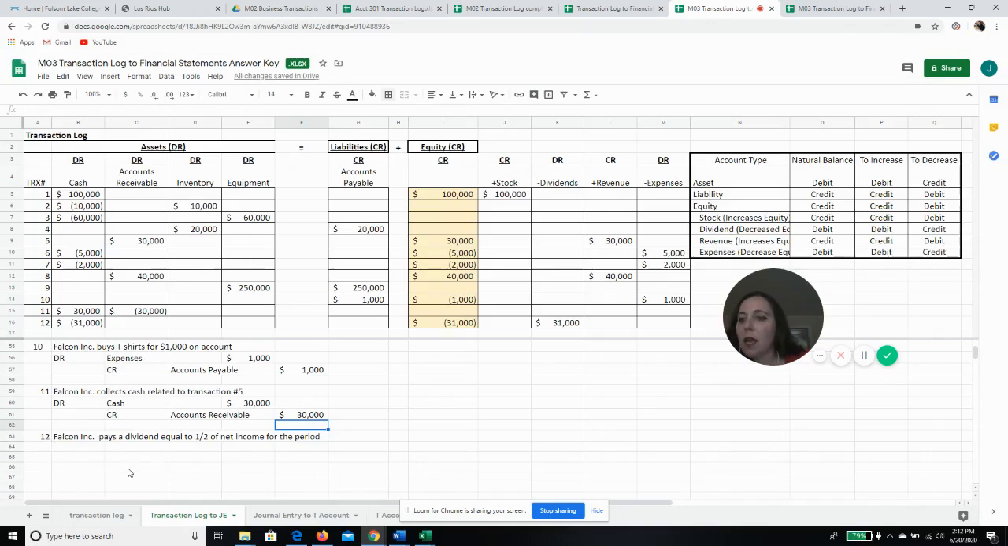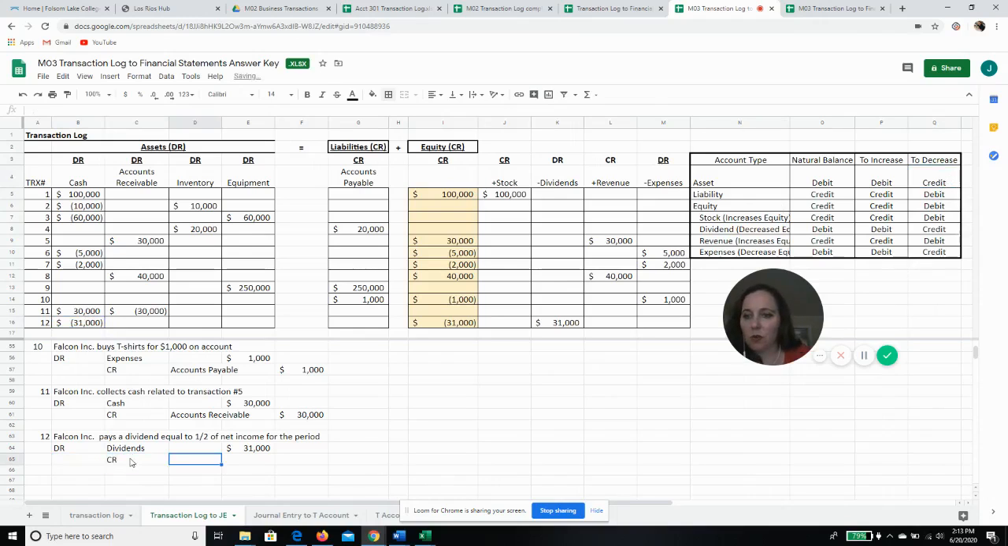All right. So final transaction number 12. And in number 12, we paid a dividend. So we decreased cash and we increased dividends. So I increased dividends with a debit. So I'm going to debit dividends for 31,000. And I decrease cash. Cash is an asset, so I decrease cash with a credit. Credit cash, 31,000. Okay, so those are our journal entries for our 12 transactions.